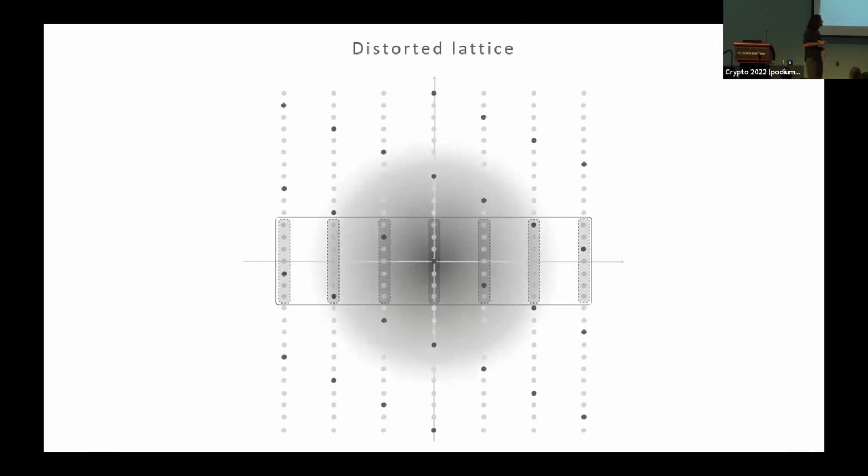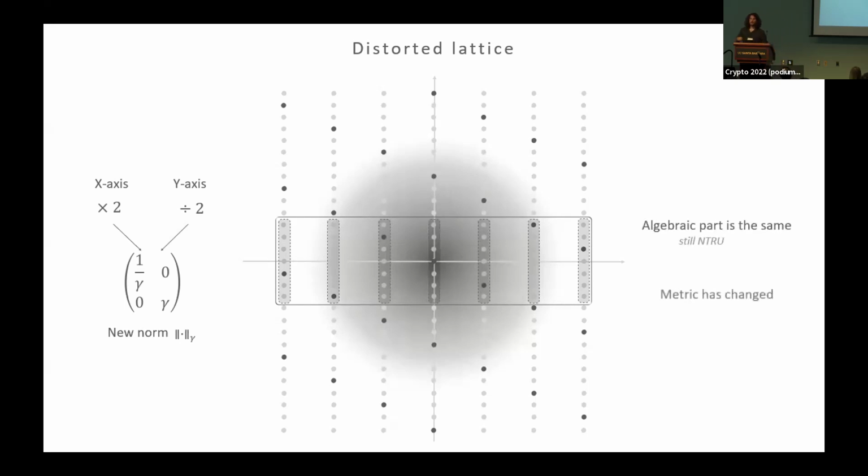So I'm happy with that. What I did actually was some distortion on each axis. So I'm actually looking at the lattice under this new norm. I can do that in a generic way for arbitrary gamma, not necessarily 2, and I will just work in this new norm indexed by gamma. So the algebraic part, the functional part, is exactly the same.